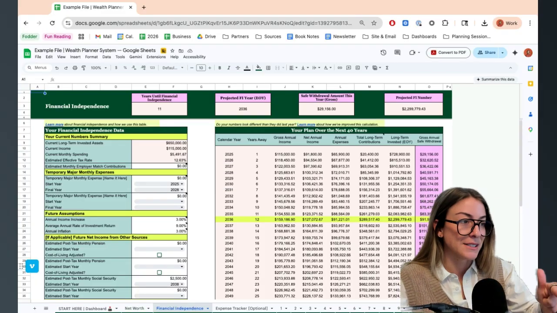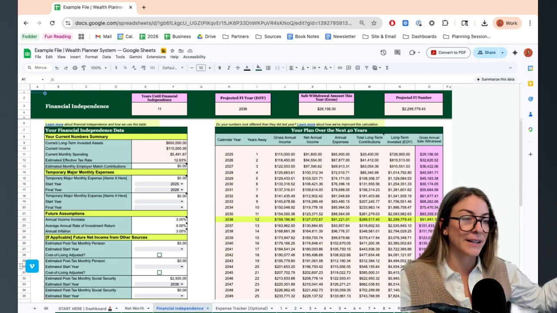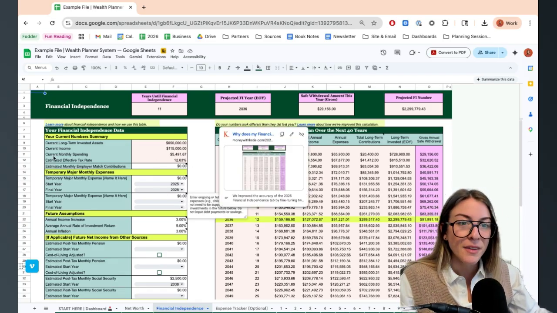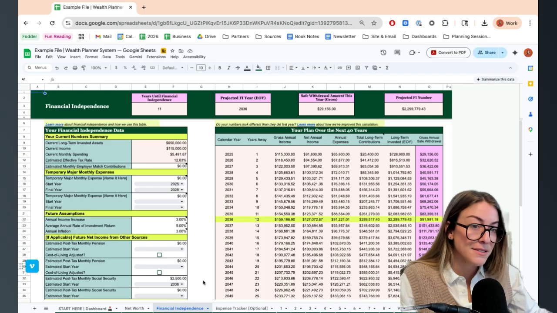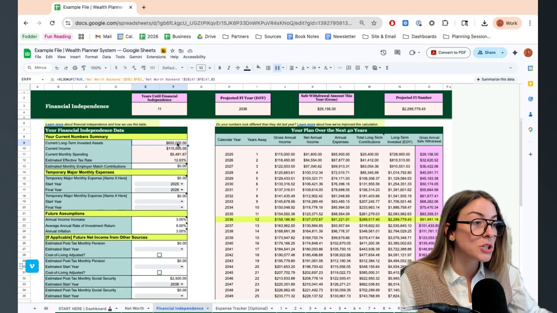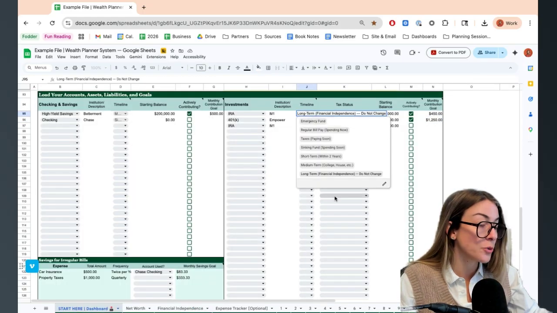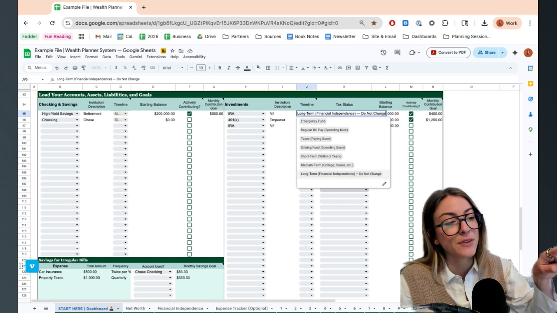This is what I think really sets my tool apart from everybody else who has created financial planning tools of this nature. It's going to tell you, based on all the stuff that we put in this dashboard tab, your current long-term invested assets, which you will see when you fill out an investment account. It's going to give you a timeline choice. So only those that you have selected are for long-term FI will appear in that FI tab.